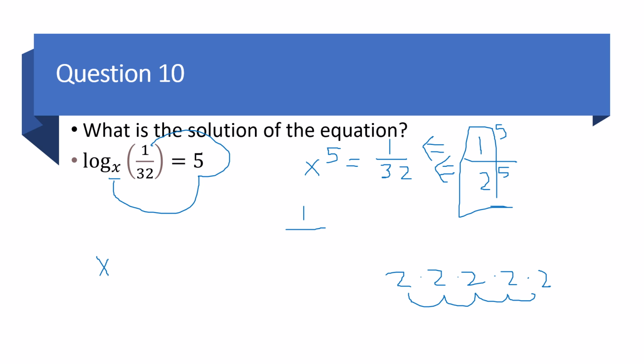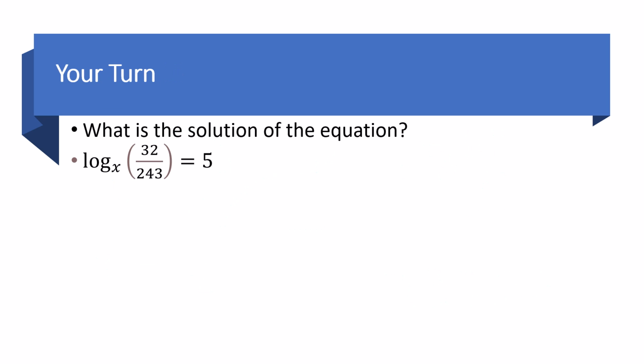So x is equal to 1/2. Now, does that look right? 1/2 to the 5th power is equal to 1 over 32. Go through these slowly, carefully.